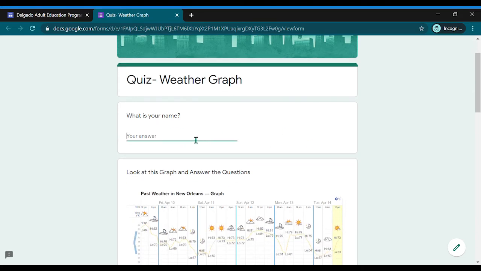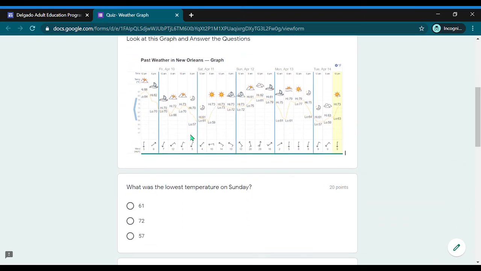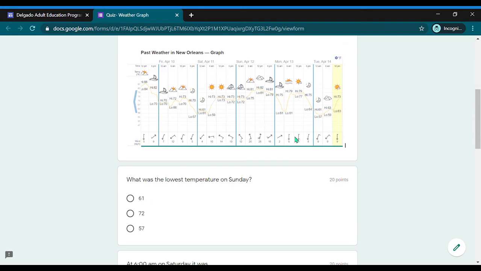You would type in your name. So my name is China. And then you can see your graph is there in your form. And it says, what's the lowest temperature on Sunday? I did this exercise with some students earlier today, and they said, no, the lowest temperature is 57. And I'm like, yeah, but that's not on Sunday. That's over here on Friday/Saturday and over here on Tuesday. That's the lowest number on the list, but that has nothing to do with Sunday.